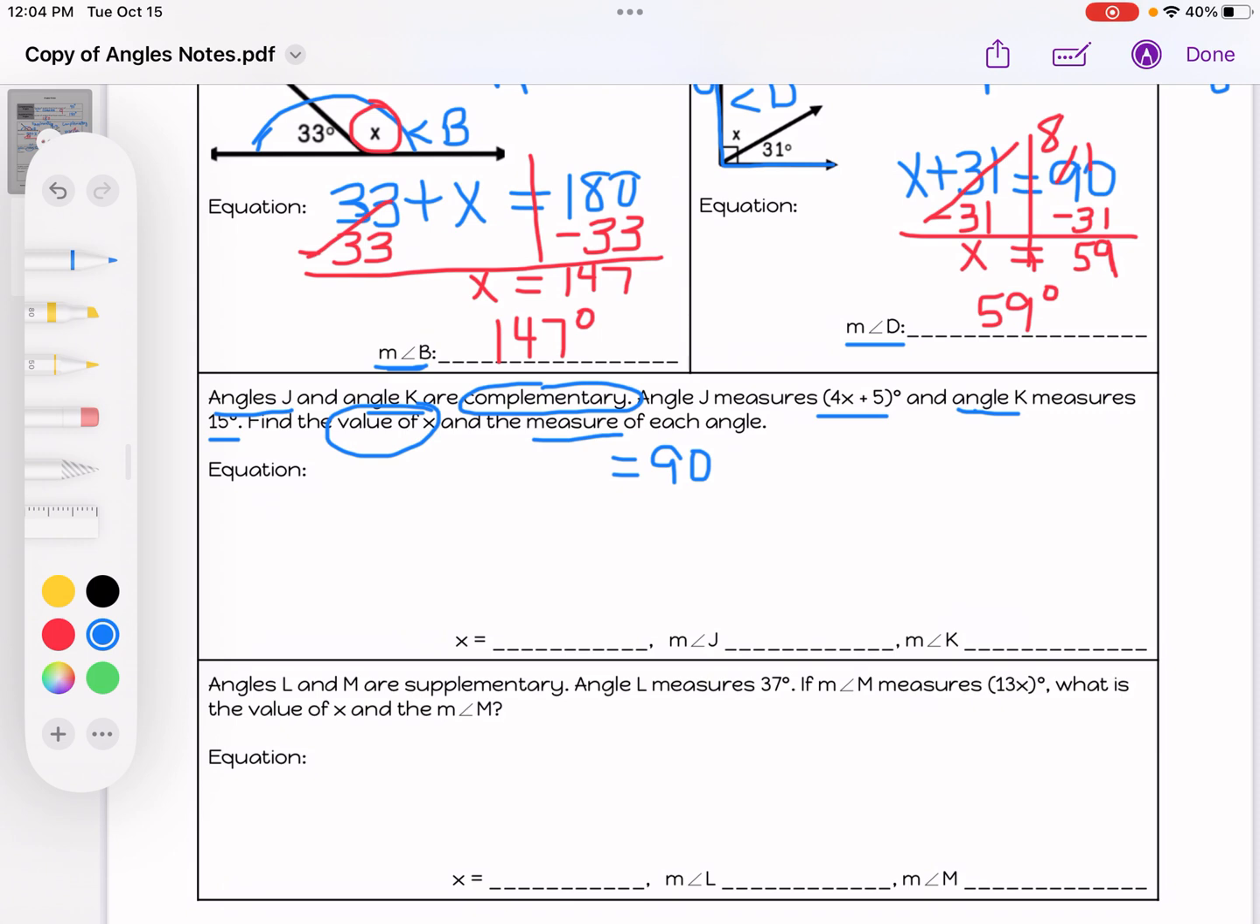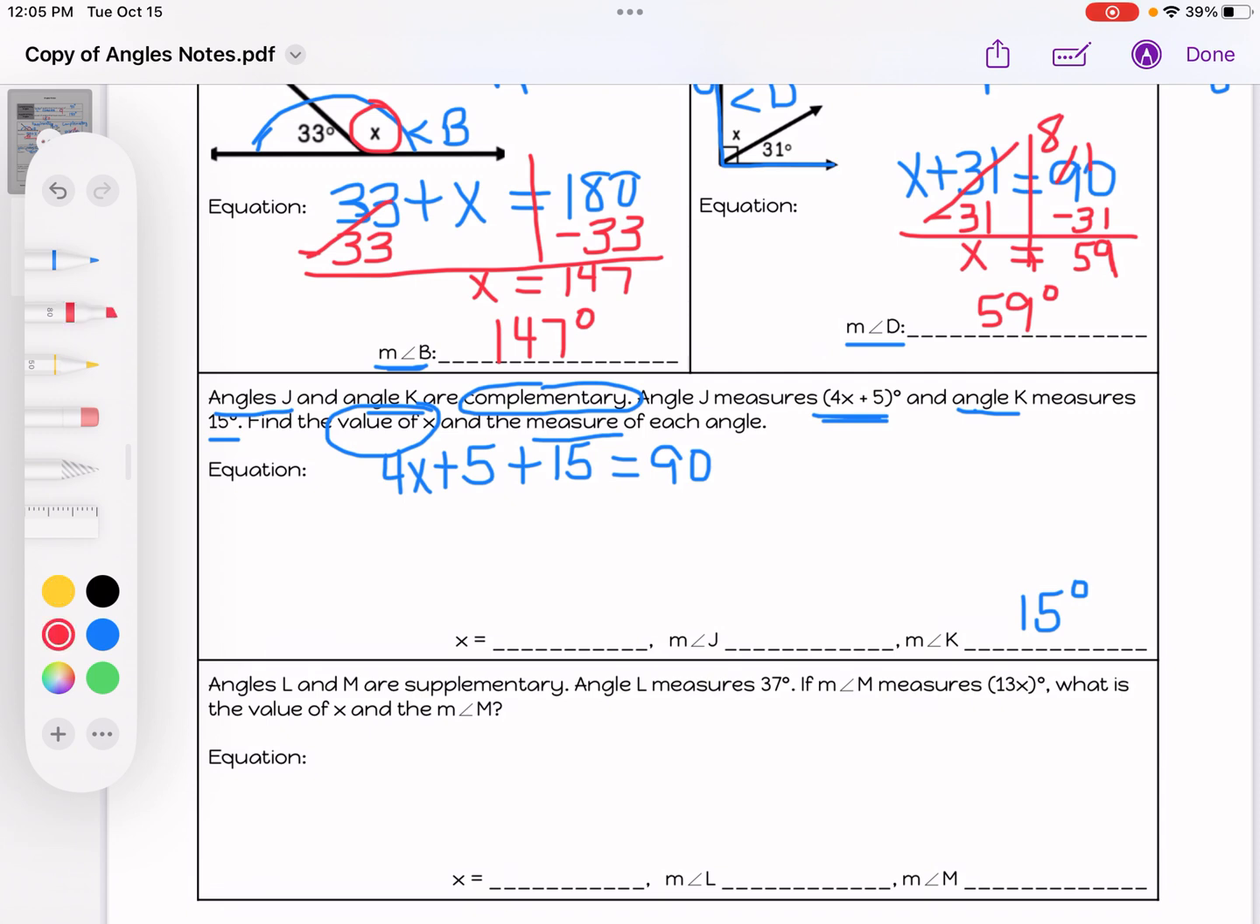Well, we already know angle K. It straight up said angle K is 15 degrees. Done with that. Let's go back now and finish writing our equation. So we have one angle that is 4x plus 5. So we're going to say 4x plus 5 plus angle K, which is 15, equals 90 degrees.